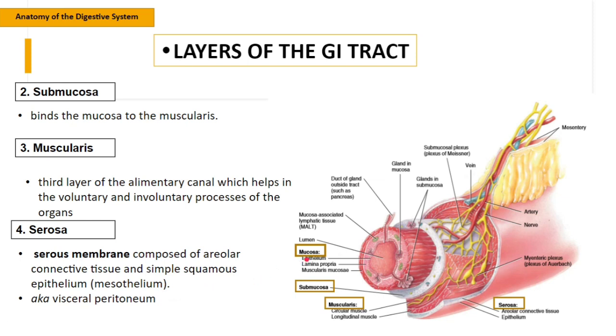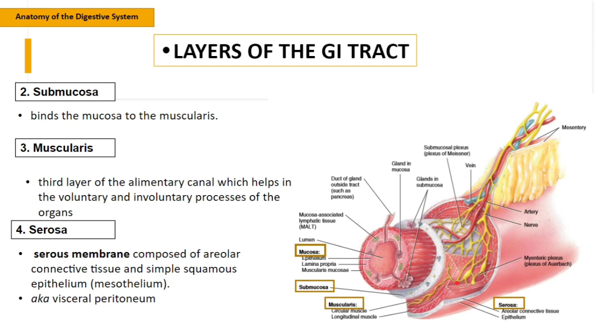Okay, so again, let's repeat the layers of the gastrointestinal tract. We have first the mucosa, which is made out of your epithelium, the lamina propria, and the muscularis mucosae. The second layer is the submucosa, which again binds the mucosa to the third layer, which is the muscularis.